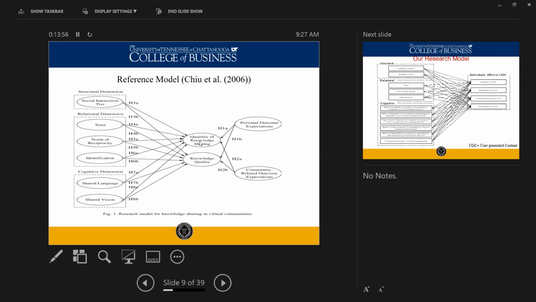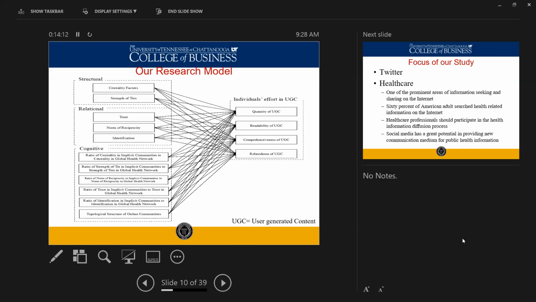Obviously these two outcome variables are impacted by the personal outcome expectations of their members and the community related outcome expectations. So that's kind of the reference model we use in our work. And we adopt that reference model to develop our own structural model or our own research model. And again, this is a little complicated, but I will broadly go through that at a high level.